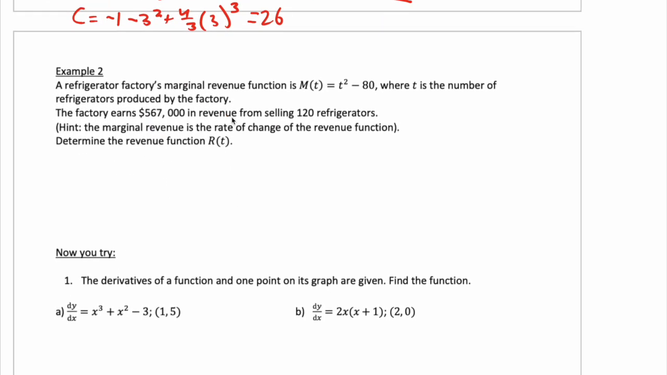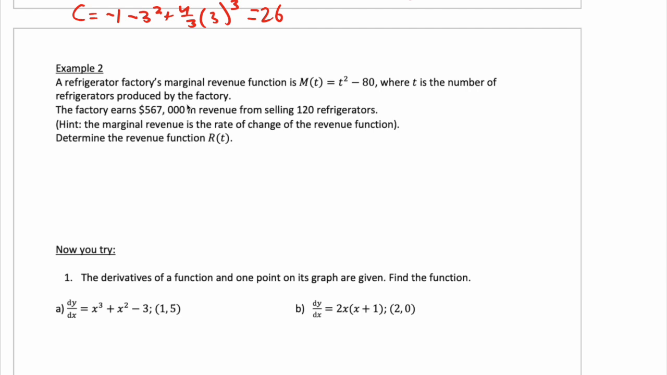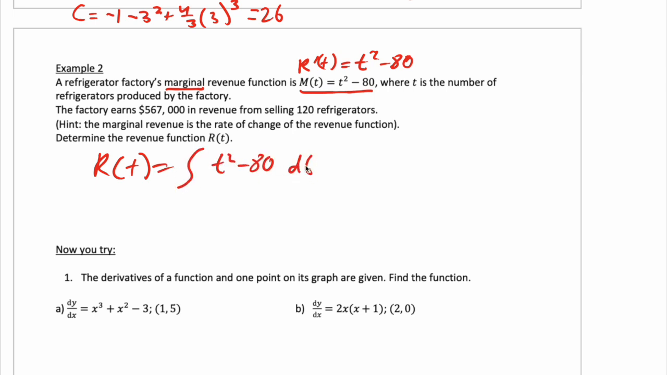The refrigerator factory's marginal revenue is given as this. Now, marginal revenue actually means the derivative, so this is actually equal to the derivative of the revenue. I think that's the way it works in real life for some reason. So they don't use this derivative notation, they just call it marginal revenue. So the revenue is the integral of t squared minus 80 dt.